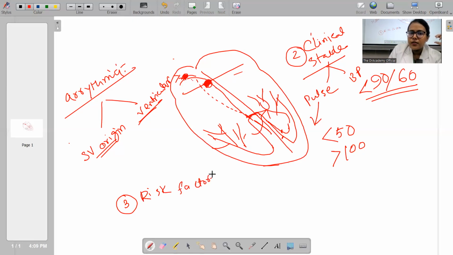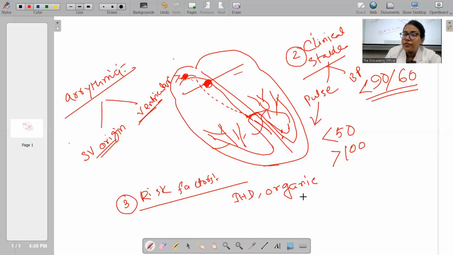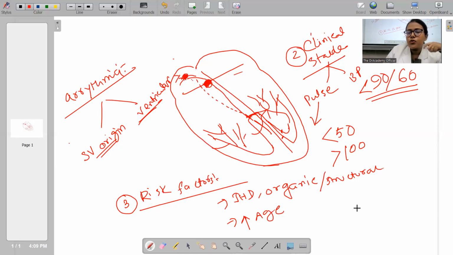What are the risk factors? For example, if the patient has ischemic heart disease or any other structural organic heart disease, like cardiomyopathy, left ventricular hypertrophy, or ischemic heart disease. So these are the structural or organic heart diseases. That's a risk factor. Number two, increasing age. The older you are, your heart does not work as well as in a younger patient, so the arrhythmia will take a longer time to restore into sinus rhythm.